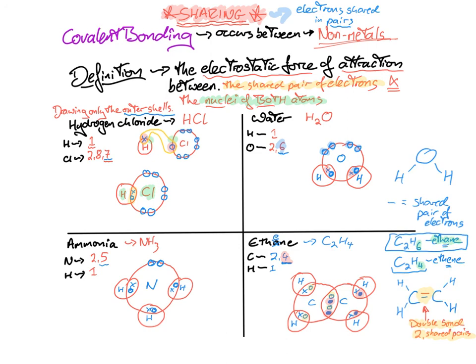Because we are dealing with non-metals. Non-metals are defined really as non-metals by their tendency to gain electrons because it's energetically favourable for them to do so. And how does everything gain? Well, that takes us right back to the top. The only way everything can gain is if we share. And the sharing here is the sharing of electrons in pairs. So that is covalent bonding.